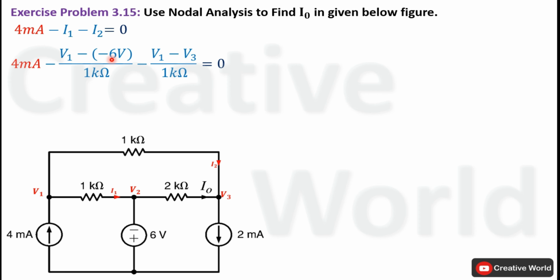And in this equation we also have replaced V2 with its value, that is minus 6 volt. So potential difference between these two nodes will be equal to V1 minus minus 6 volt divided by 1 kilo ohm resistance to find out the value of current I1. Now multiply this equation on both sides with 1 kilo ohm in order to omit all denominator values. This minus will multiply with minus outside of the bracket, it will become plus 6 volt. And product of 1 kilo ohm and 4 milliampere will result 4 volt.